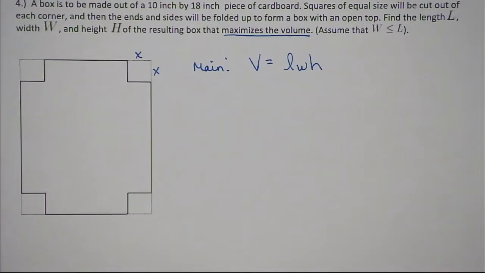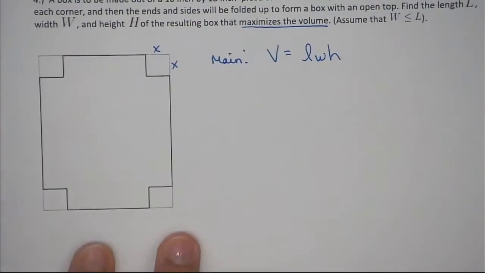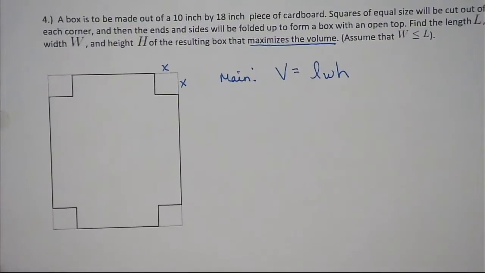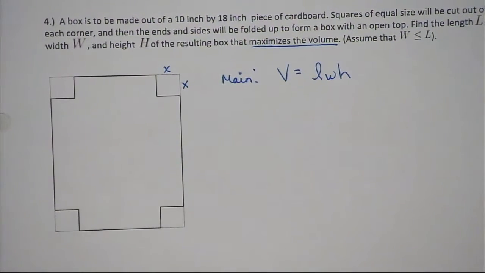So I cut out my squares. I fold these, and I make my box. You can see the box is a lot shorter than 10 by 18. So I've got my box. Hey, it worked. That's what we're looking at.